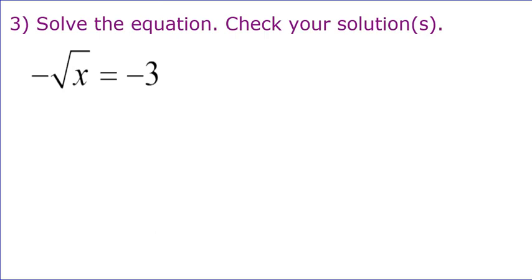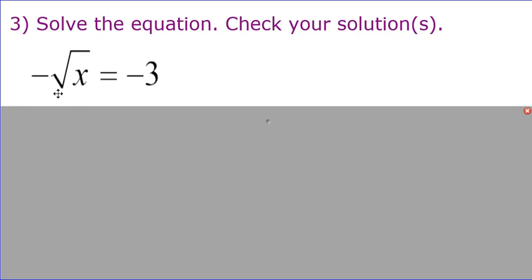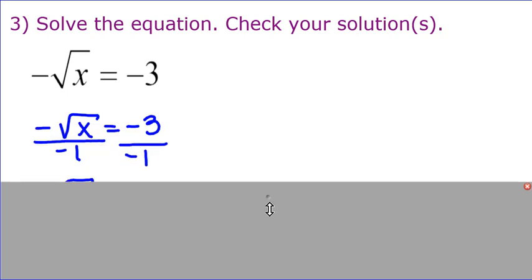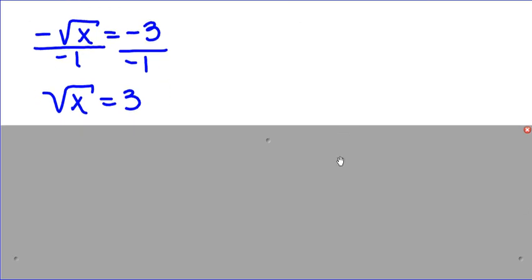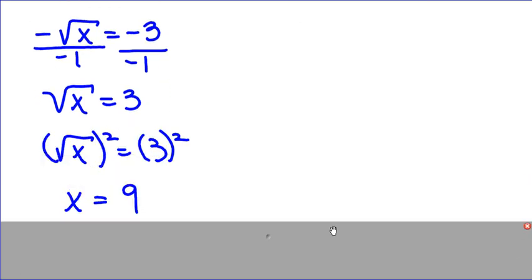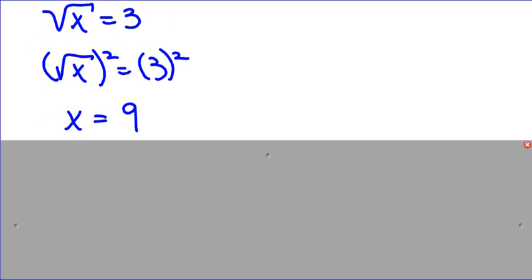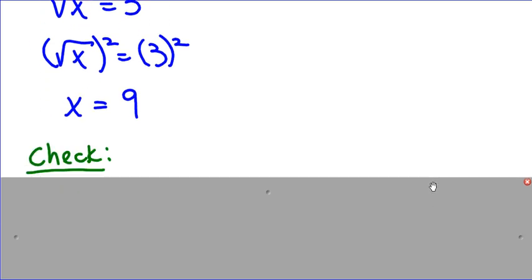Again, here's another equation for us to solve. We've got the opposite of the square root of x equals negative 3. So the opposite, that's acting like a negative 1 being multiplied. So to undo that, we would divide by a negative 1. So we've got the square root of x equals 3. And we know to undo the radical, we have to square each side of the equation. So x equals 9.